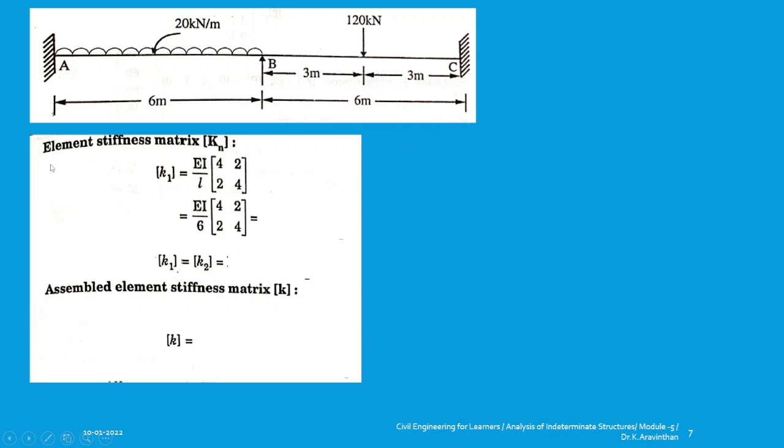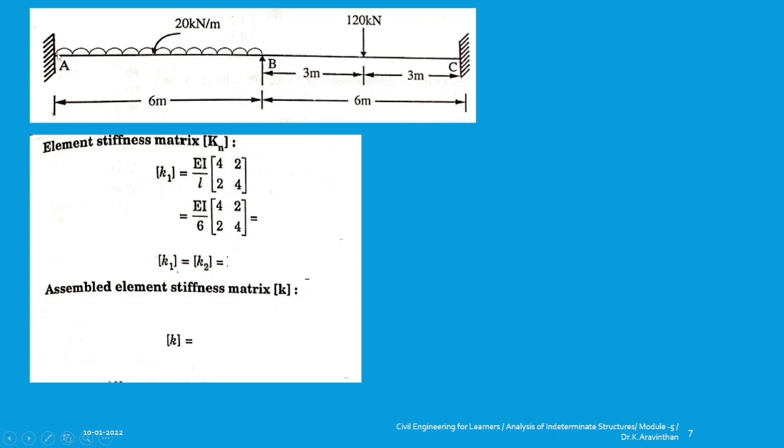Next step is finding the element stiffness matrix. This is step number 5. And how to find the element stiffness matrix? The formula is EI by L 4 2 2 4. In the case of the flexibility matrix method, the formula was L by 6EI 2 minus 1 minus 1 2. But here, in terms of the stiffness matrix, the formula is EI by L 4 2 2 4. No negative values are found here.